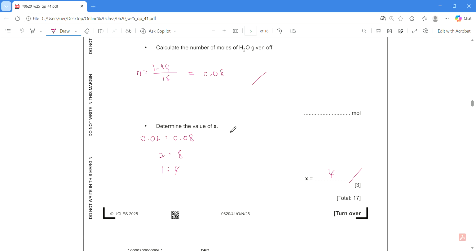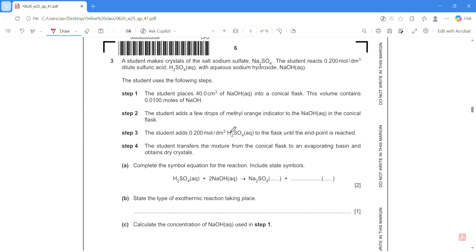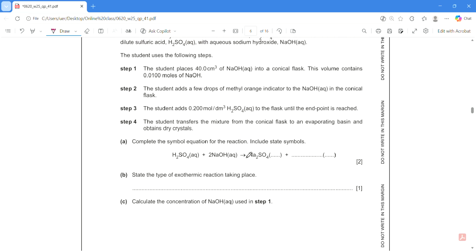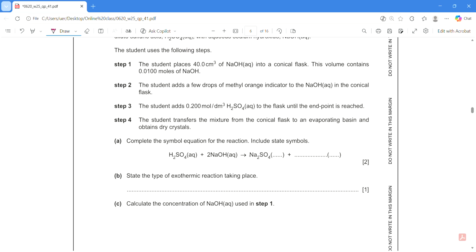Okay students, now number 3, we have a solve question. Complete the symbol equation, include the state symbols. Acid plus alkali gives you salt and water. And the state symbol. For any compound, we always use aqueous, unless it is an insoluble salt. Insoluble salt will be solid. Water will always be L, liquid, and then balance the equation, 2H2O.